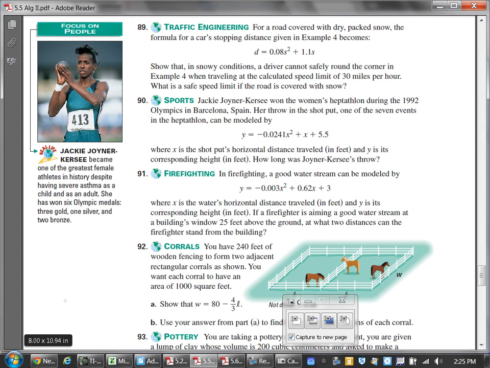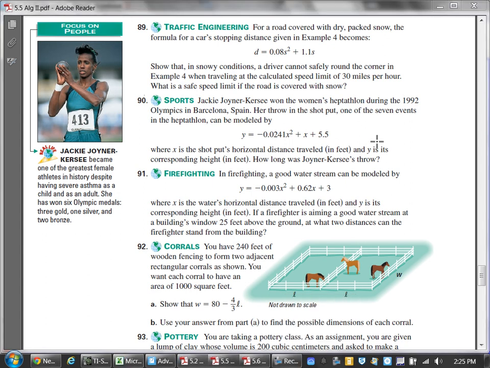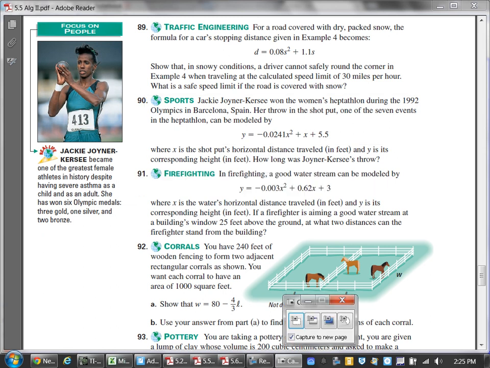I want to look at 90 though. Again, this mirrors the same generic setup as the cannon shot. It tells you it's a negative quadratic. It's being thrown up and over. It's starting at a height of 5.5 feet, because you're right, she's holding it 5.5 feet above the ground. That's where that comes into play.